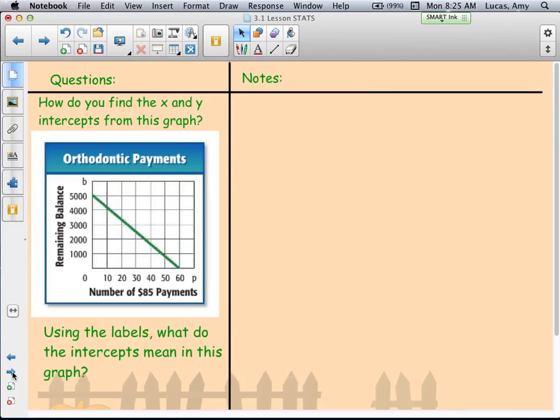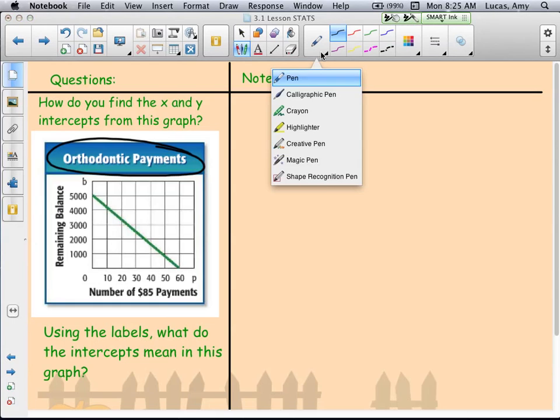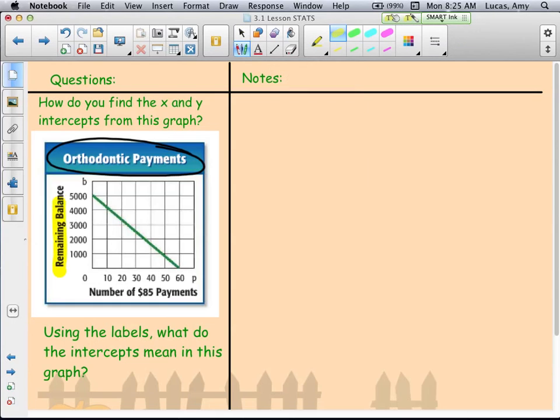Okay, how do you find the x and y intercepts from this graph? And then using the labels, what do the intercepts mean in this graph? So this graph is talking about orthodontic payments. I'm looking at the title first. And then if I look at the axis labels, we have remaining balance for y and number of $85 payments for x. Okay, so first let's find the intercepts.